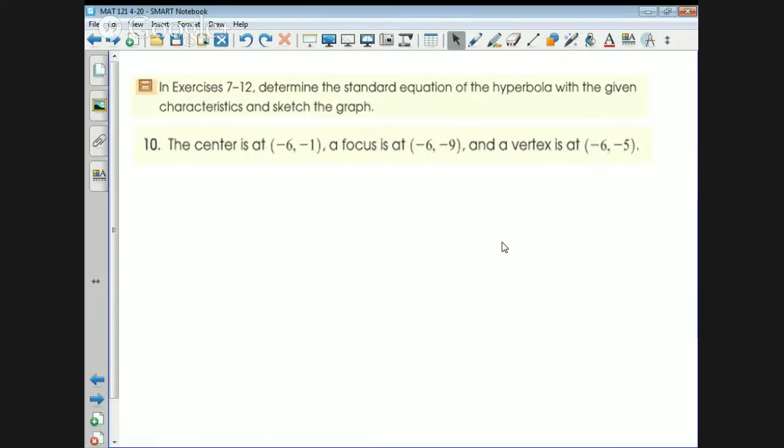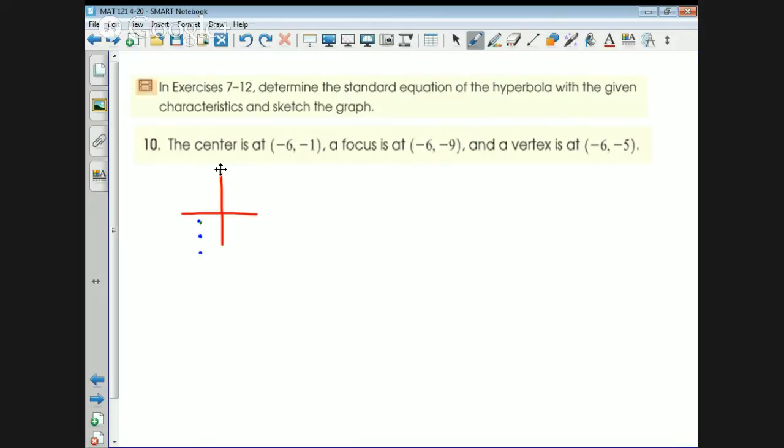So here they tell me the center is at -6, -1, a focus is at -6, -9, and a vertex is at -6, -5. So let's just do a quick, very rough sketch of these points, just so we get a sense. Is this a horizontal transverse axis or is it a vertical transverse axis? The center, -6, -1, we'll call that somewhere about in here. And then -6, -9 would be a focus, so we'll call that down here. And then a vertex, -6, -5, we'll call that about in here.